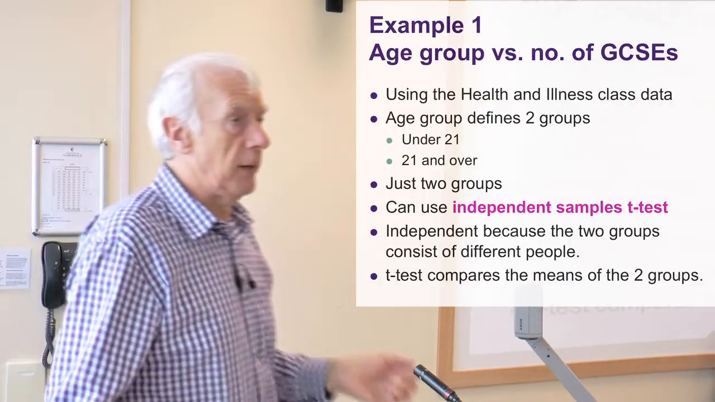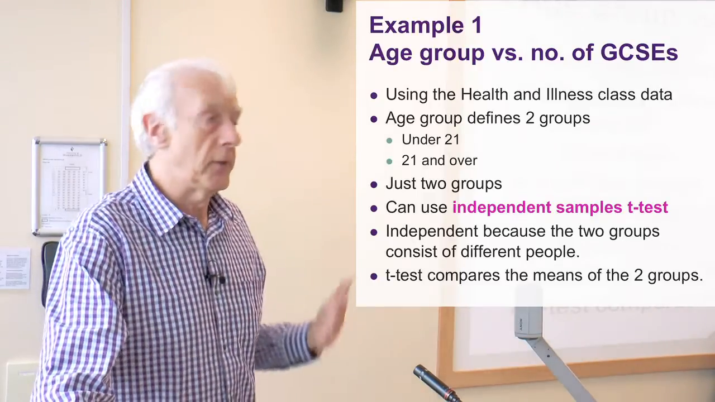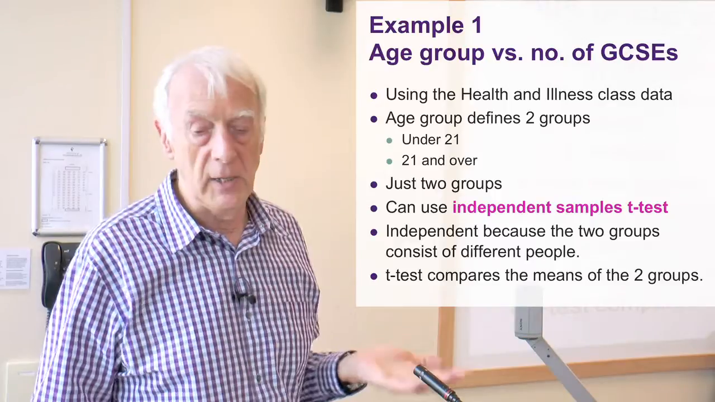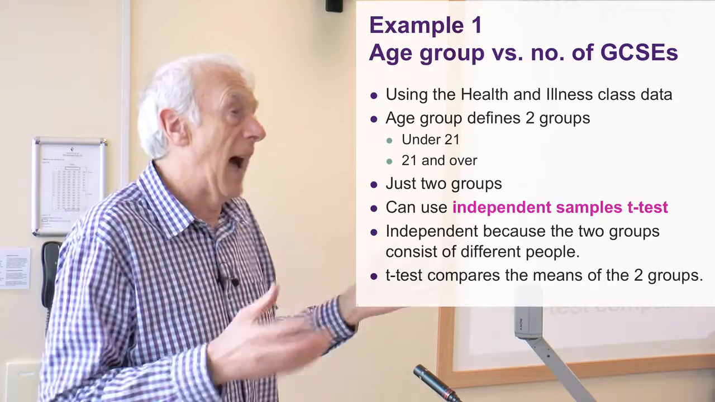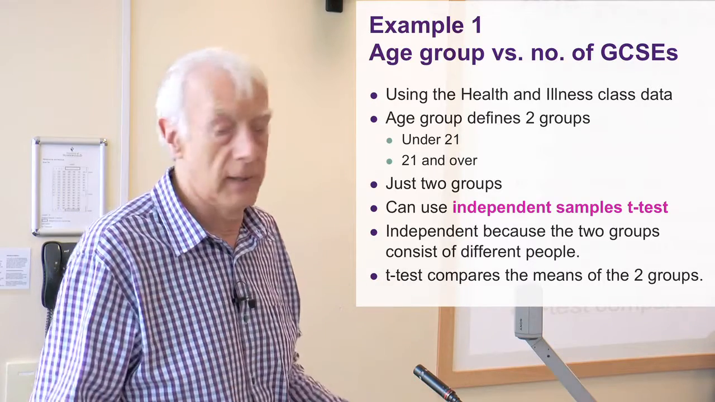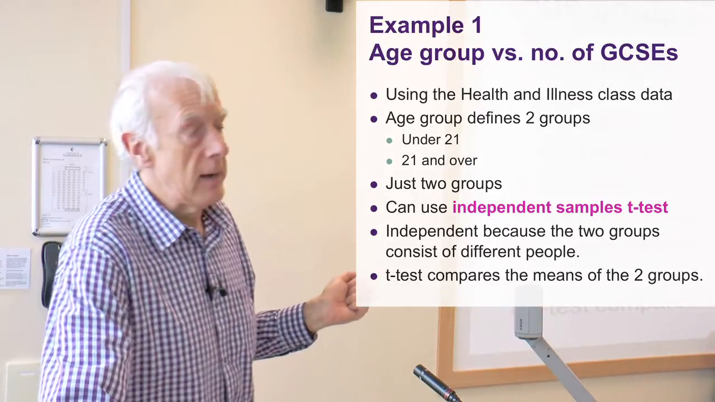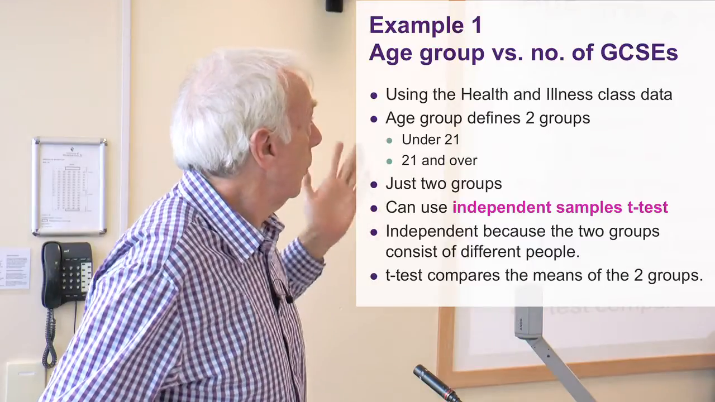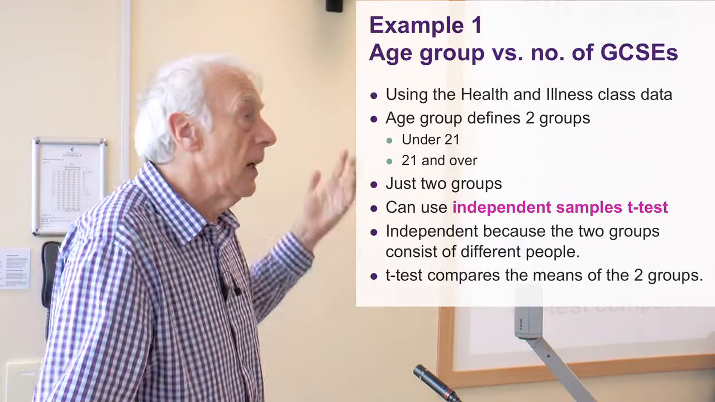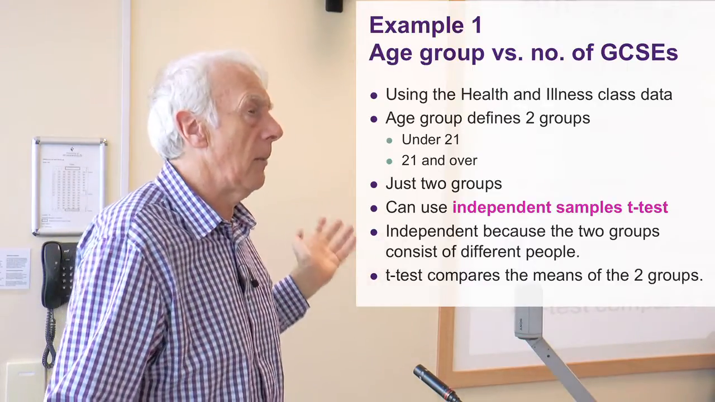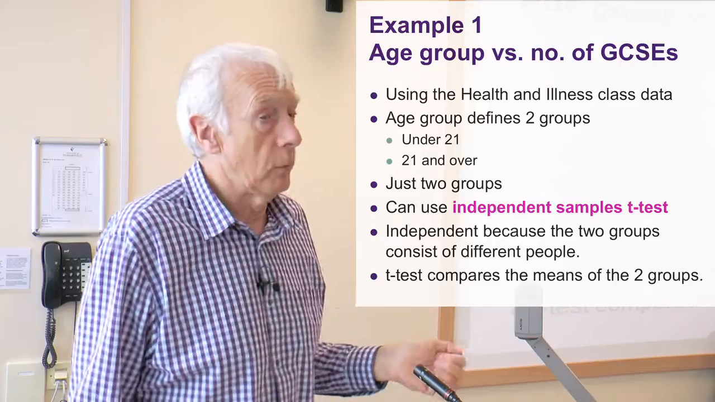Okay, so let's look at a slightly different example. This is going back to the data set I've used several times, a very simple data set, but it illustrates the point. This is the health and illness group, and I had data about whether they were under 21 or 21 and over. So this is their age categorization in a sense. I'd recategorized it into those two groups. So I've got two groups, the young group and the old group, if you like. And I can look and see whether these two groups differ in the number of, let's say, GCSEs they had. So I can see the differences between those two groups. Maybe the younger people had more, maybe the older people had more, who knows?